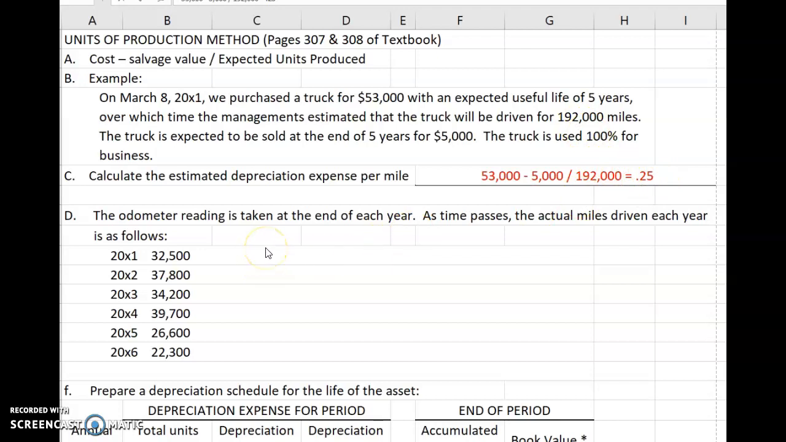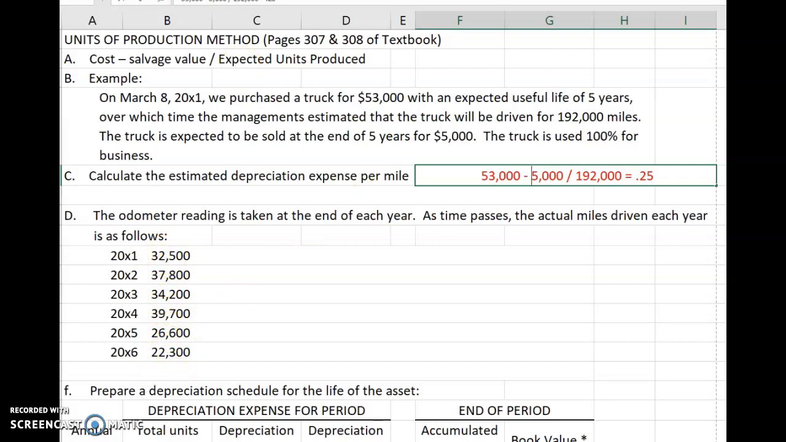As time goes on, we can actually take the odometer readings. Now, sitting at December 31st, 20X1, we do not know what the miles driven on the truck were for these future years. So what we did was we took the odometer mileage at the end of each of these years and calculated the miles driven each year. So I can show you all the miles driven during those years.